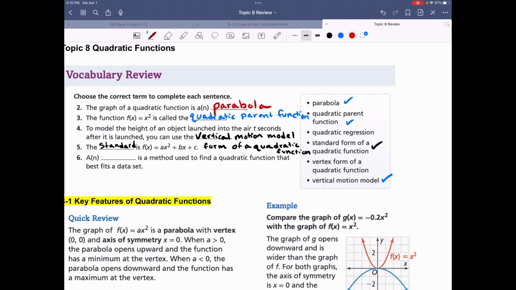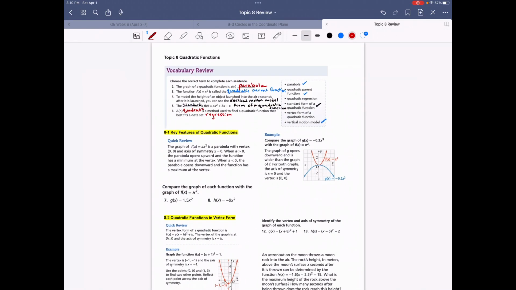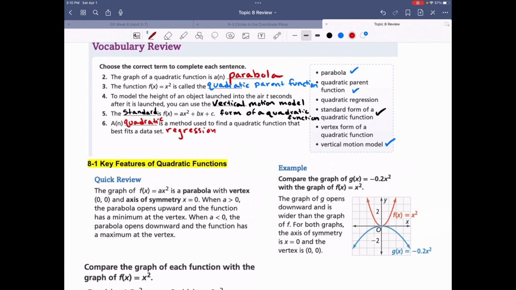And then the last one, a blank is a method used to find a quadratic function that best fits a data set. We skipped this section, but it would be a quadratic regression. If you wanted to study that on your own, you could Google it, quadratic regression. And that helps you find, like when we did the line of best fit, you can do the quadratic regression for a parabola. Sorry about that.